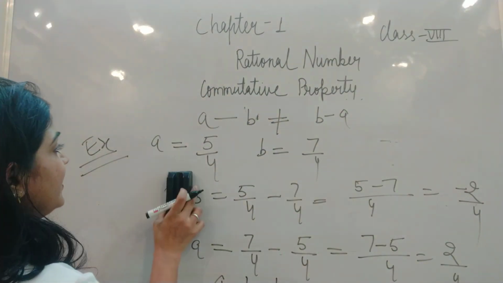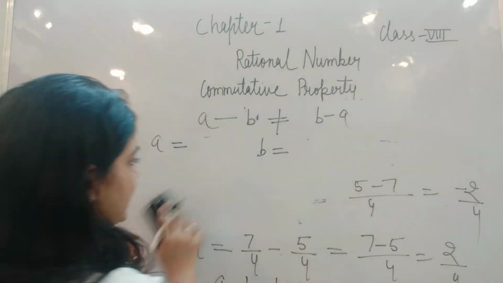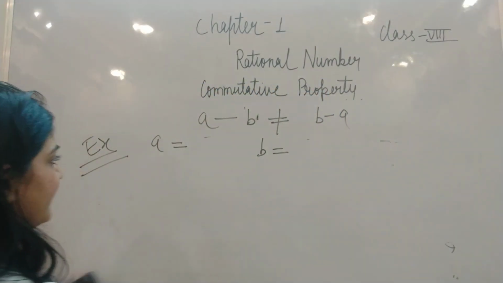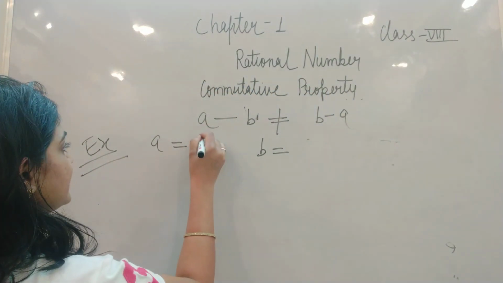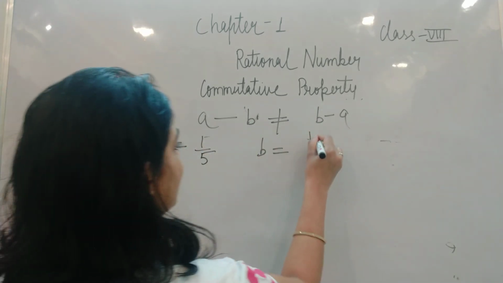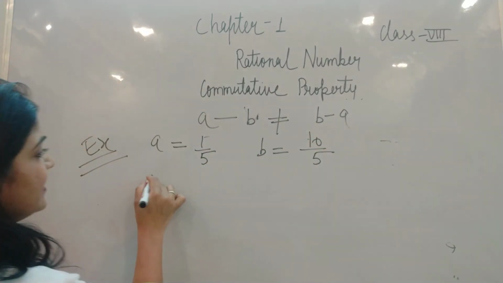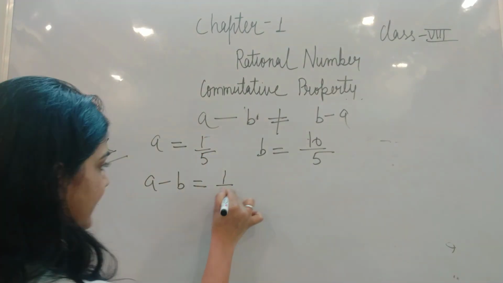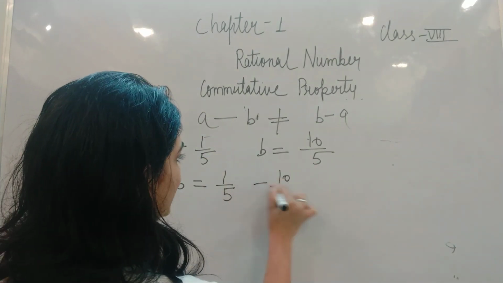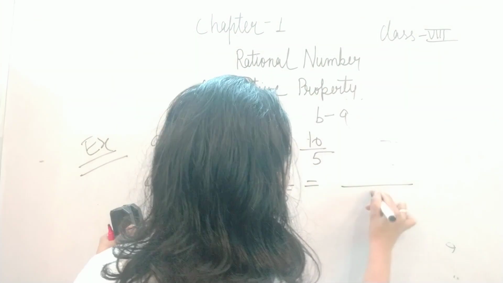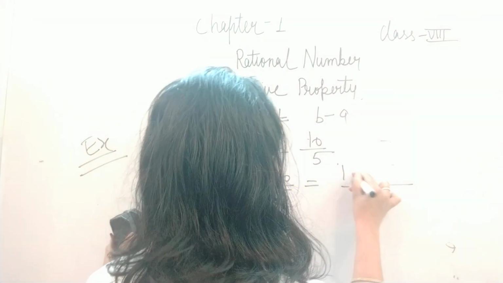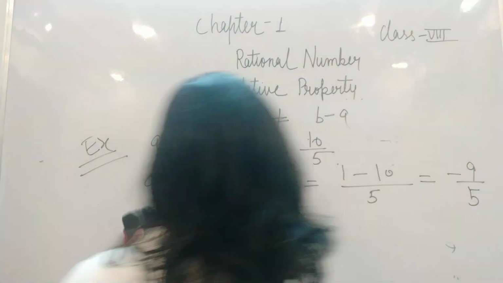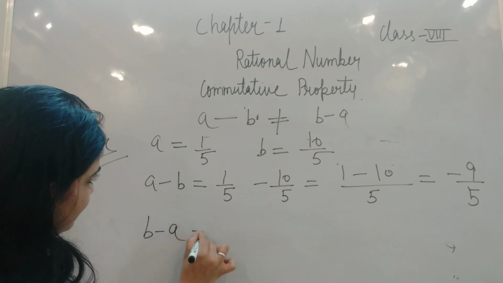Now we will take another example for understanding this concept. Now I am putting the value of a as 1 by 5 and b as 10 by 5. At first I will do a minus b. So we will put the value of a first, then the value of b. Now we will subtract 1 minus 10. Then what will we get? Minus 9 by 5.